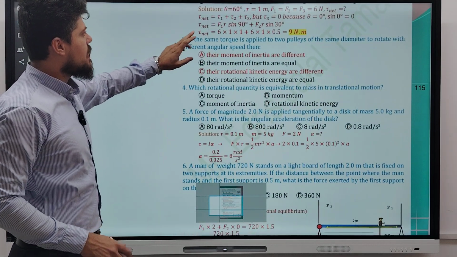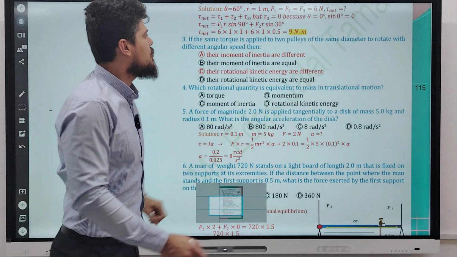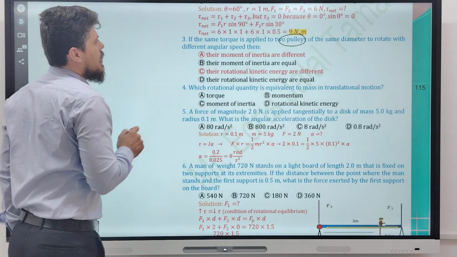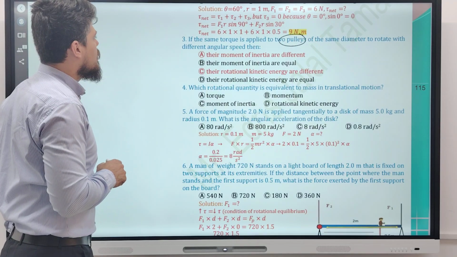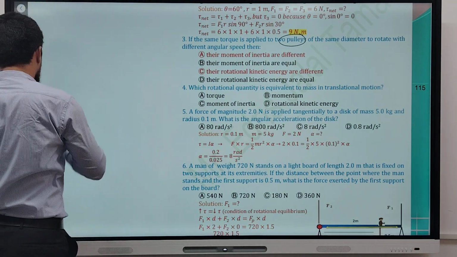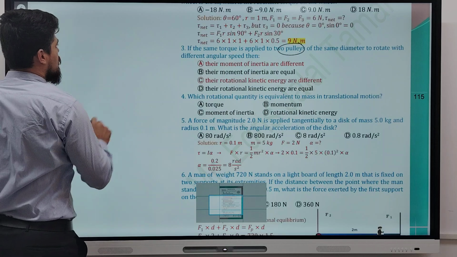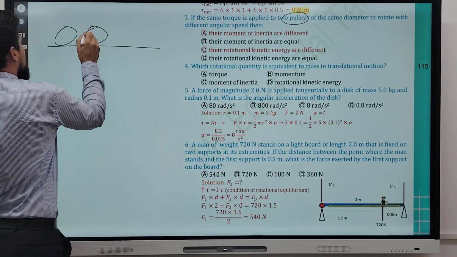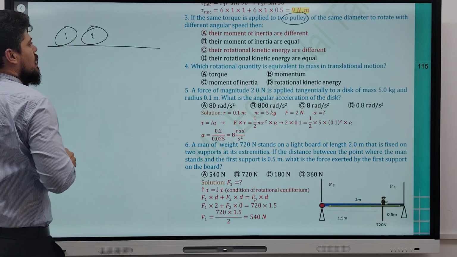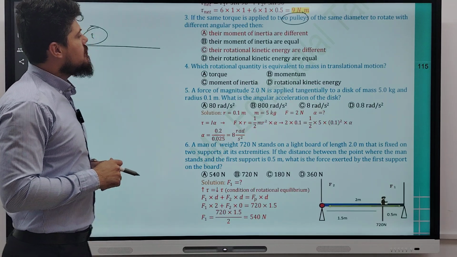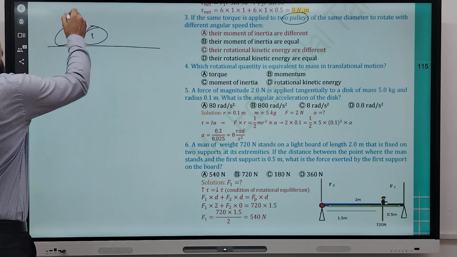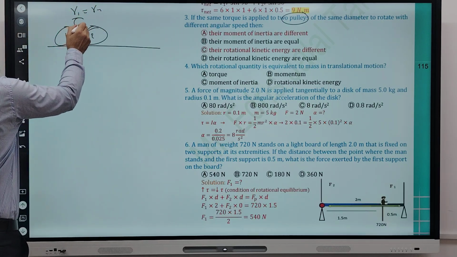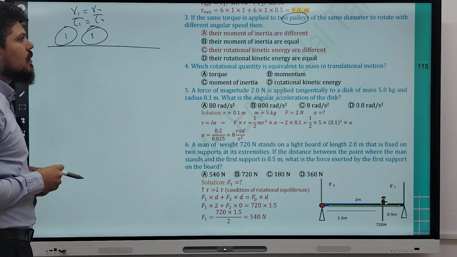If the same torque is applied to 2 pulleys, how many pulleys do we have? 2 pulleys. Okay. We have 2 pulleys of the same diameter to rotate with different angular speed. Okay. With different what? Angular speed. How many pulleys do you have? Two. Number one, number two. They have the same diameter. It means that they have the same radius. R1 is equal to R2. Okay. So torque number one is equal to torque number two.